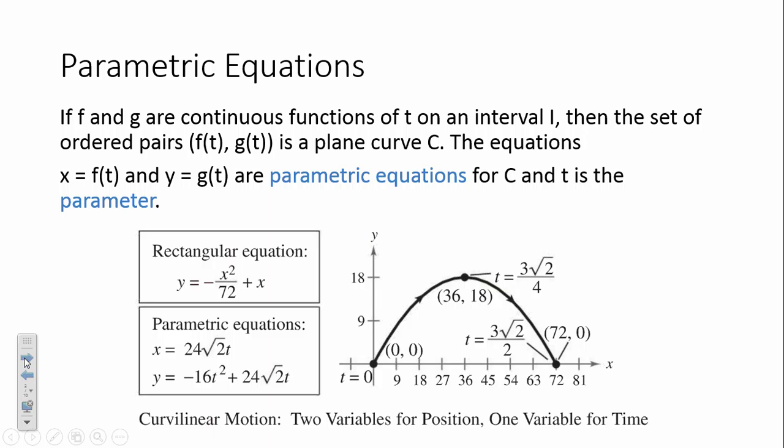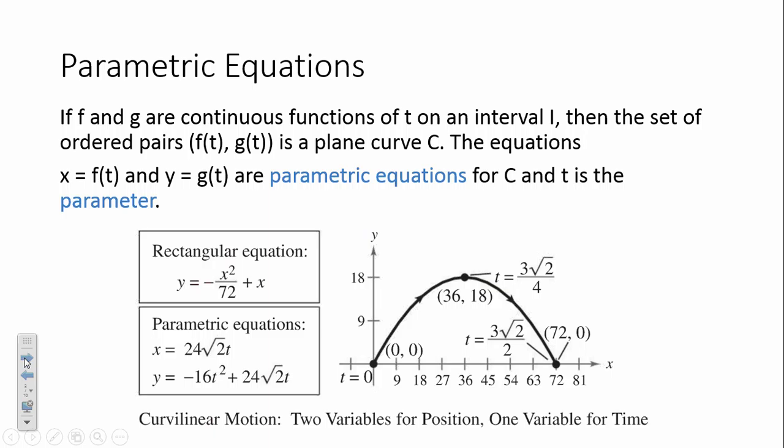So for example, if this were a football or a baseball being thrown, a rocket, it's going to have a parabolic curve to it, like a parabola. But if you use a parametric equation, you can actually figure out where it is at time t, for any time t. So in this case, we have a rectangular equation, y equals negative x squared over 72 plus x. That would be our normal equation. Parametric equations talk about it in terms of both x and y, and involve a t.